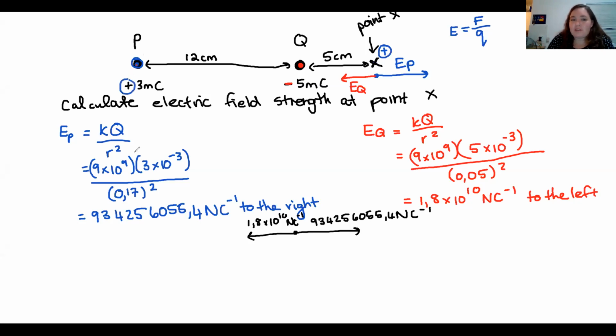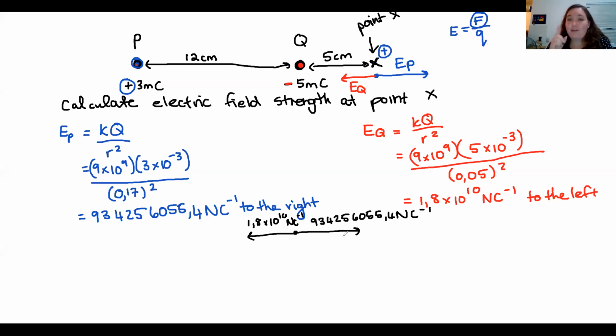P is positive. So if we're only looking at P, what are these two positives going to do to each other? Attract or repel? Repel. Which means that this imaginary point charge here would experience a force, because electric field strength is force per unit charge, it would experience a force of repulsion from P. If it's repelled from P, it will move towards the right.